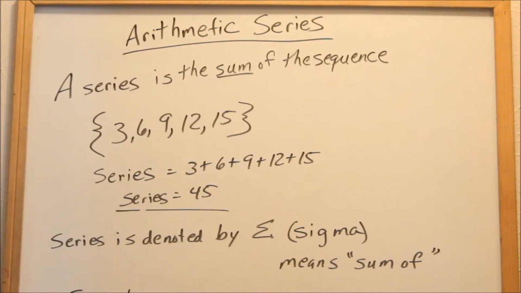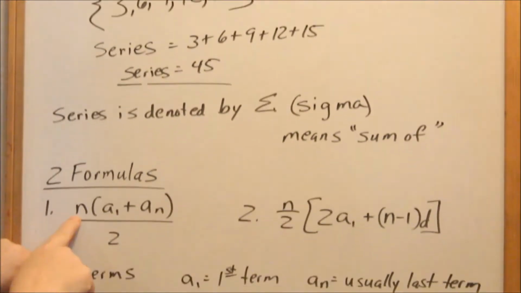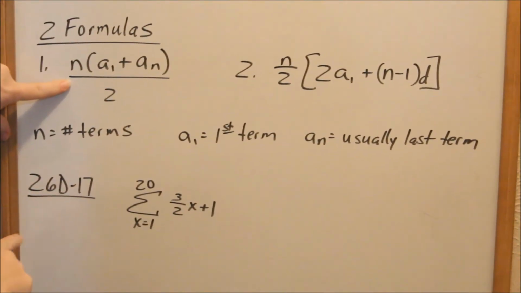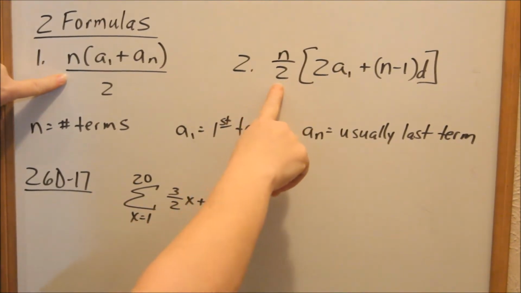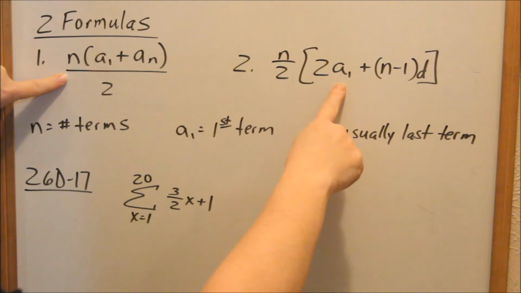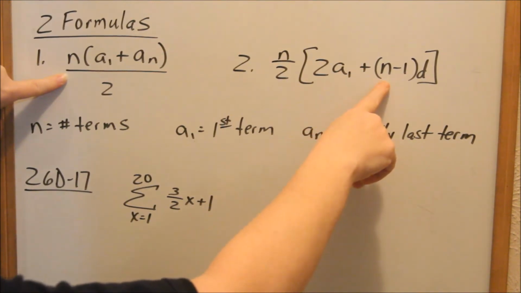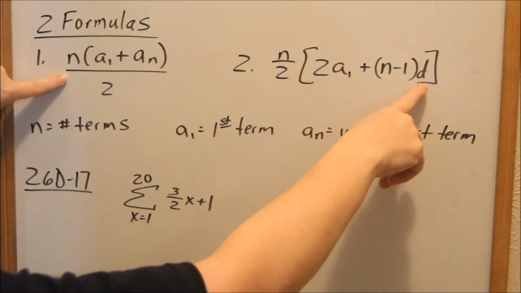For this formula, you need to know the first term. This will be the last term. N is the number of terms in the sequence. Here you also have this formula where you have to know the first term, the number of terms in the sequence, and also the common difference.